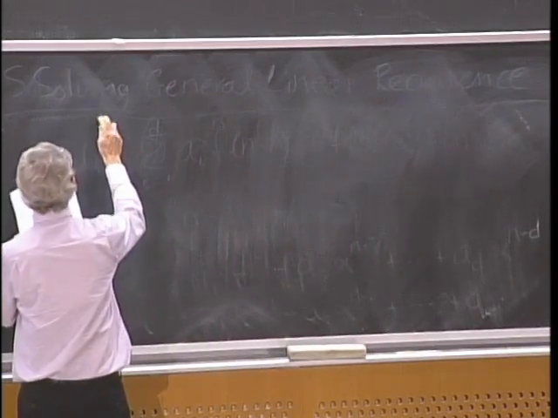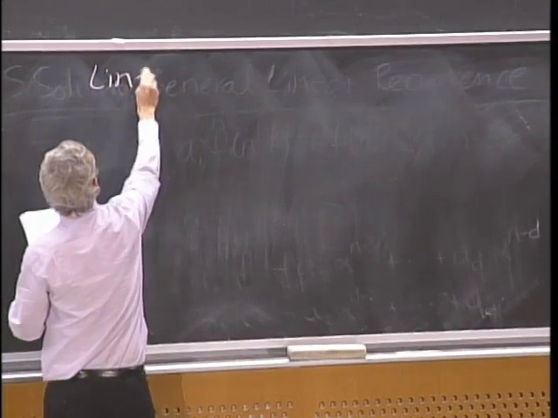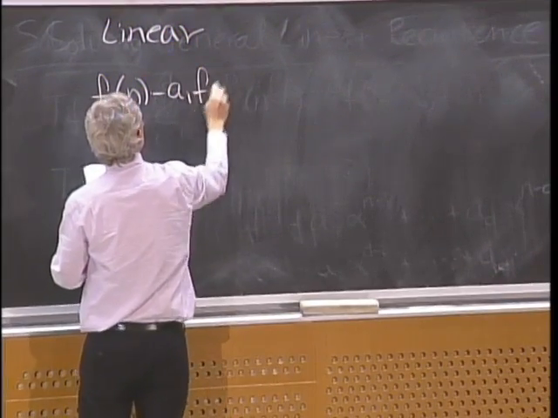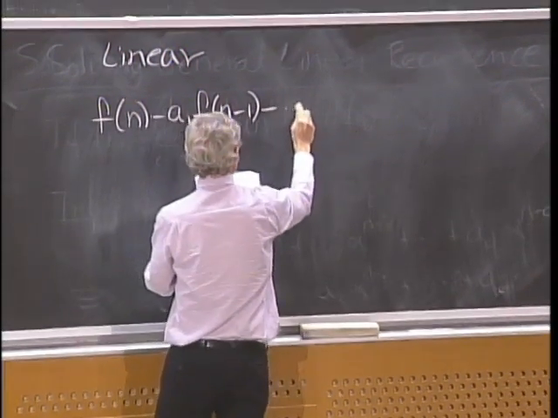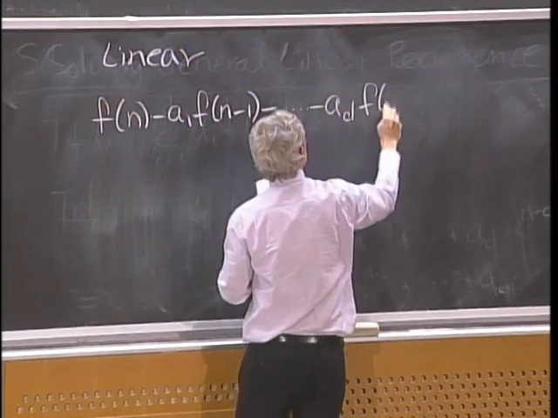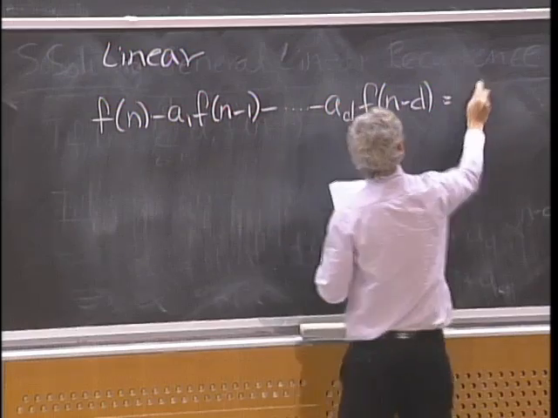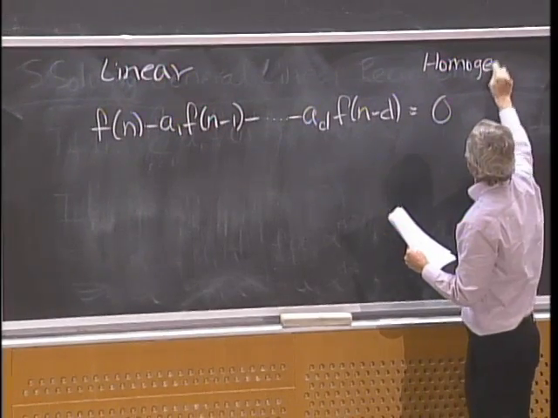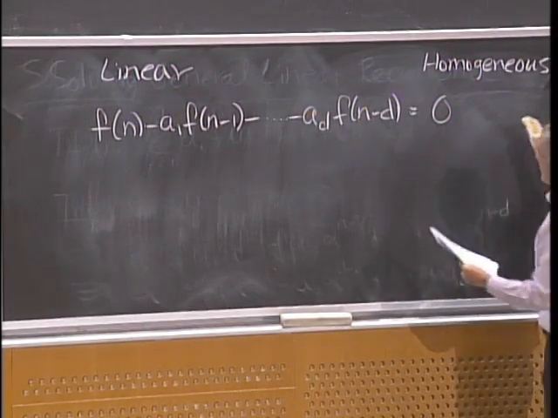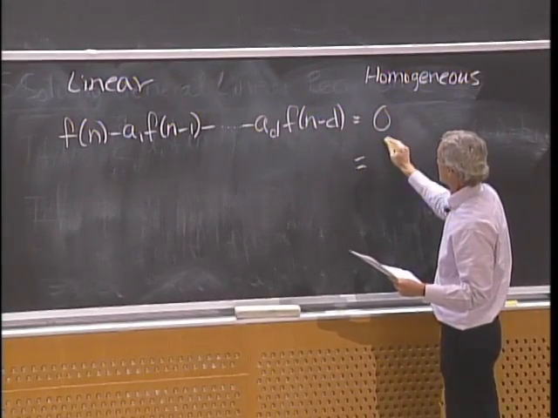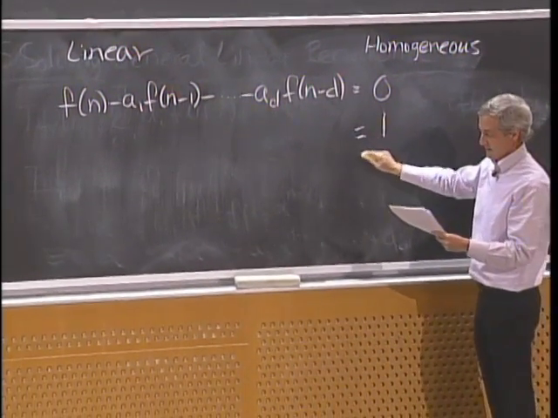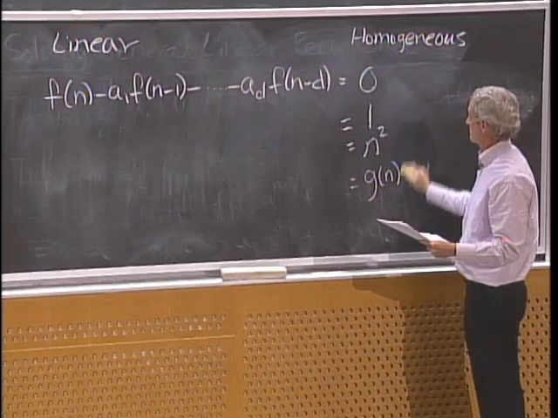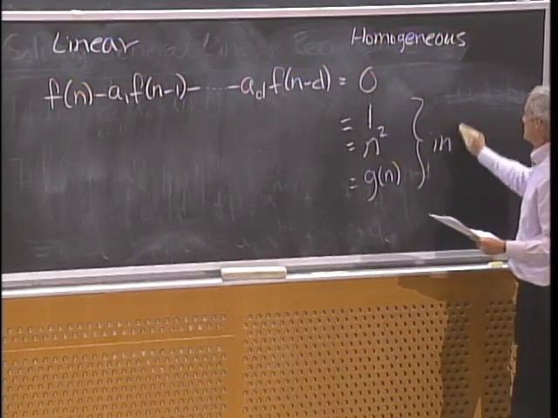So we've been looking at linear recurrences, which means you have something like f of n minus a1 f of n minus 1, minus and so on, minus ad f of n minus d, equals 0. And that means it's homogeneous. Now, instead of 0, I might have had something else here. It might have been equal to 1, maybe n squared, or some general function g of n. These cases are all inhomogeneous.